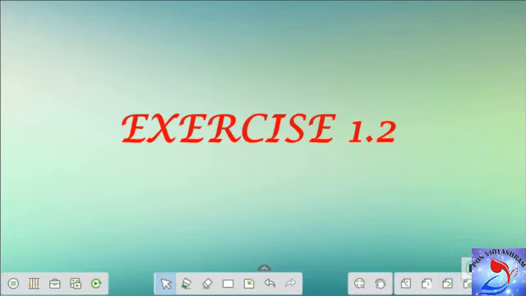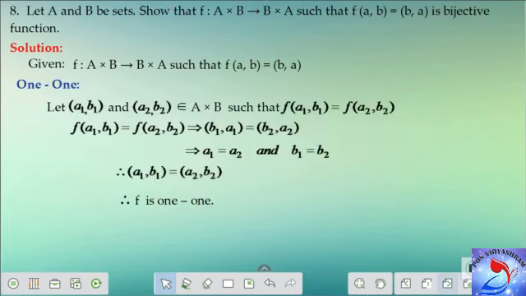In this session, we'll solve the remaining problems from exercise 1.2. Here is the 8th problem for us. Let A and B be two sets. Show that f from A cross B to B cross A such that f of (A, B) equal to (B, A) is a bijective function.